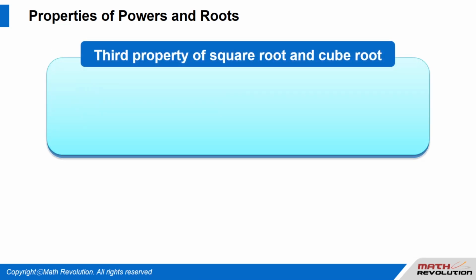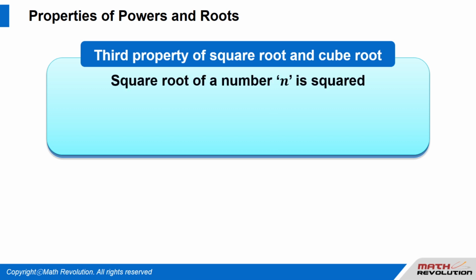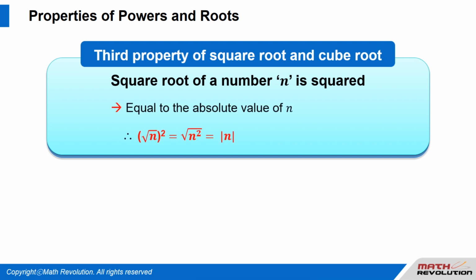Let us talk about the third property of square root and cube root. If the square root of a number n is squared, it is equal to the absolute value of n. So, square of square root of n equals square root of n squared, which is equal to modulus of n.